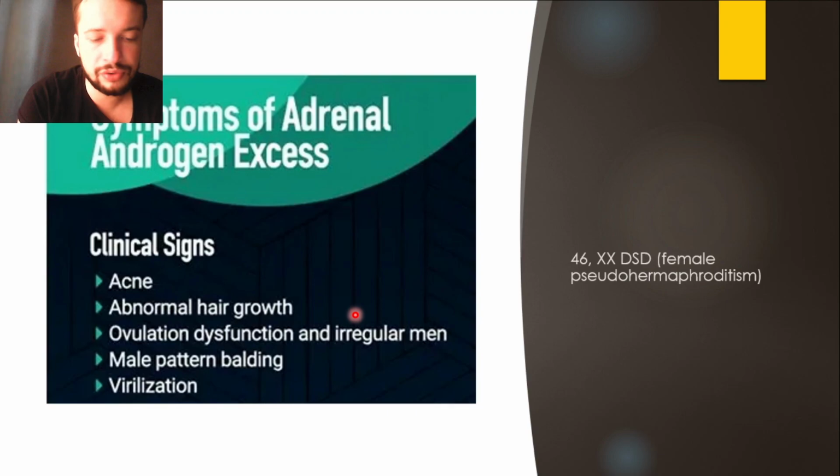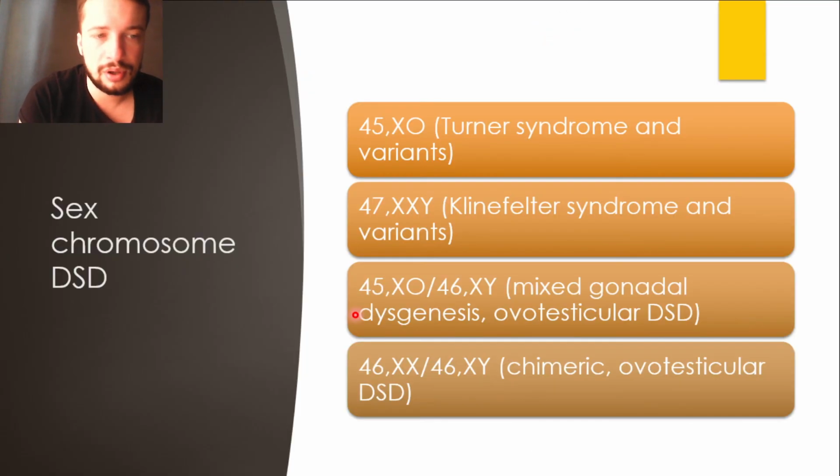Disorders of ovarian development, testicular DSD, and gonadal dysgenesis, androgen excess, fetal adrenal hyperplasia, fetoplacental, maternal, and other causes of DSD, vaginal atresia, cloacal exstrophy. These are the symptoms of 46,XX DSD. Sex chromosome DSD you see on the slide.